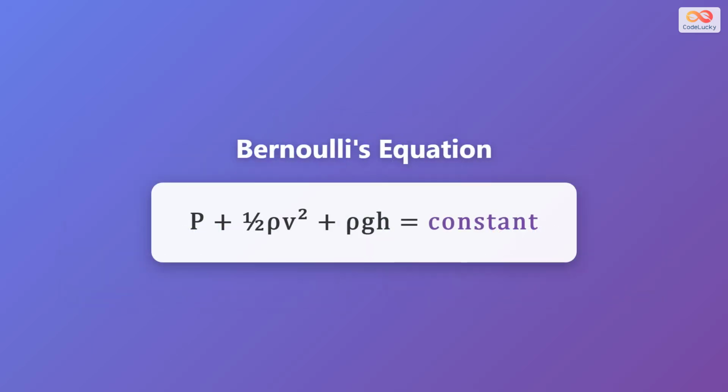Bernoulli's principle can be expressed mathematically through Bernoulli's equation. The equation states, P + 1/2 ρv² + ρgh = constant. This equation tells us that along a streamline in a flowing fluid, the sum of all forms of energy remains constant. Each term represents a different type of energy in the fluid, and they continuously convert into one another while maintaining a constant total.